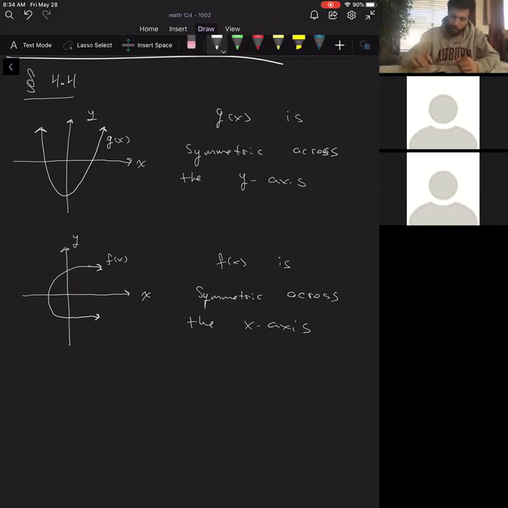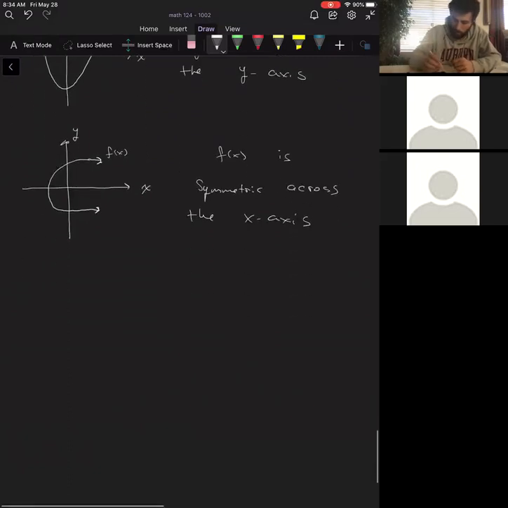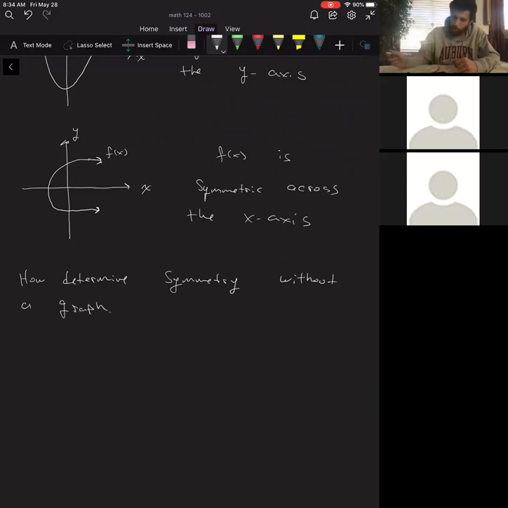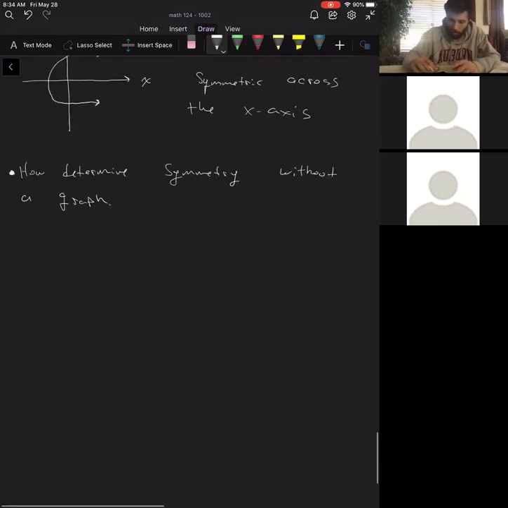Okay, so now let's do this mathematically. If we're not given a graph, if we're just given a function, how do we figure this out? So, how to determine symmetry without a graph. We only drew two types of symmetry up here. There's three types. There's another one across the origin, which we don't really need to draw. This top part is just a little explanation. All that really matters is the stuff down here, determining it without a graph.